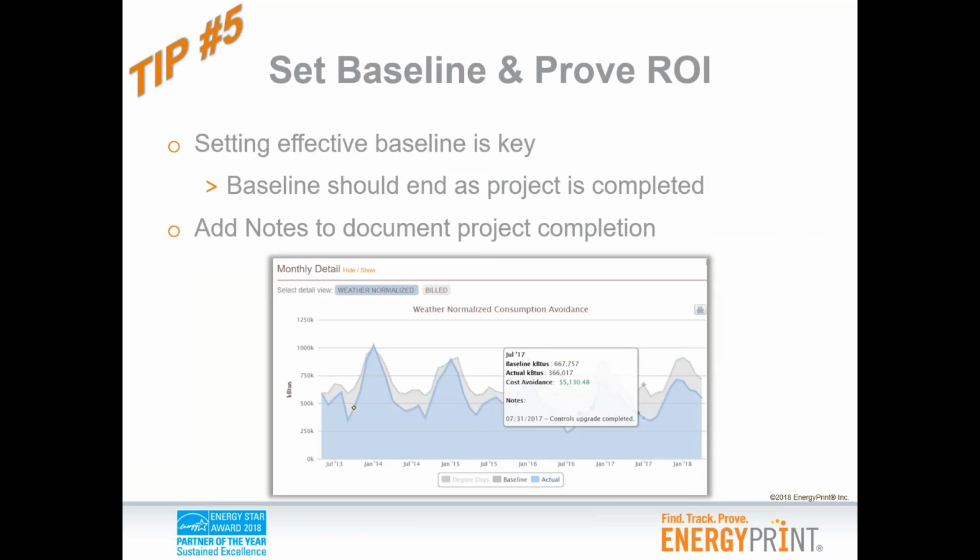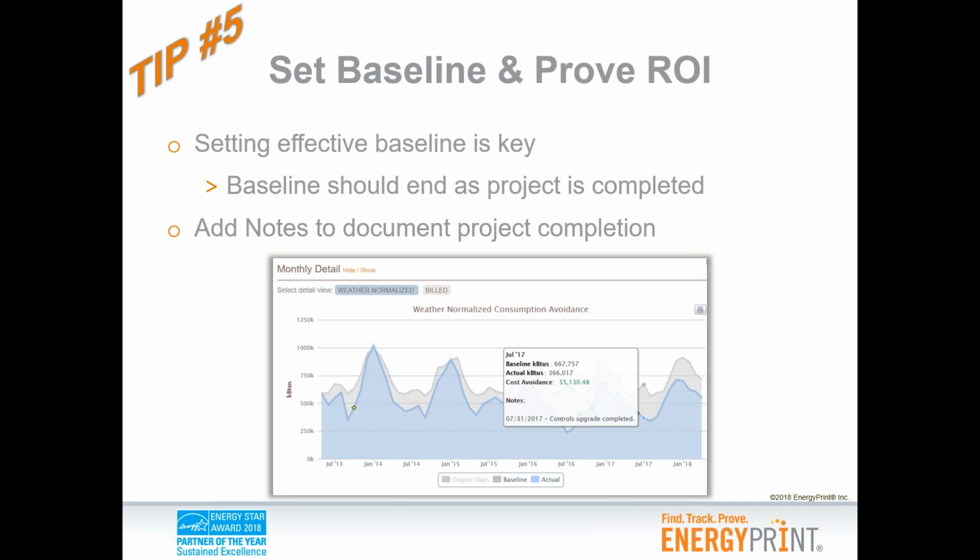Our last set of tips use cost avoidance to prove ROI through setting effective baselines and consistent use of the notes feature. We want cost avoidance baselines to end when projects have been completed. That way, we are comparing a building's performance resulting from that project to its performance prior to that project's completion. The building's dollars and cents savings will then reflect the success of that project that has been implemented.